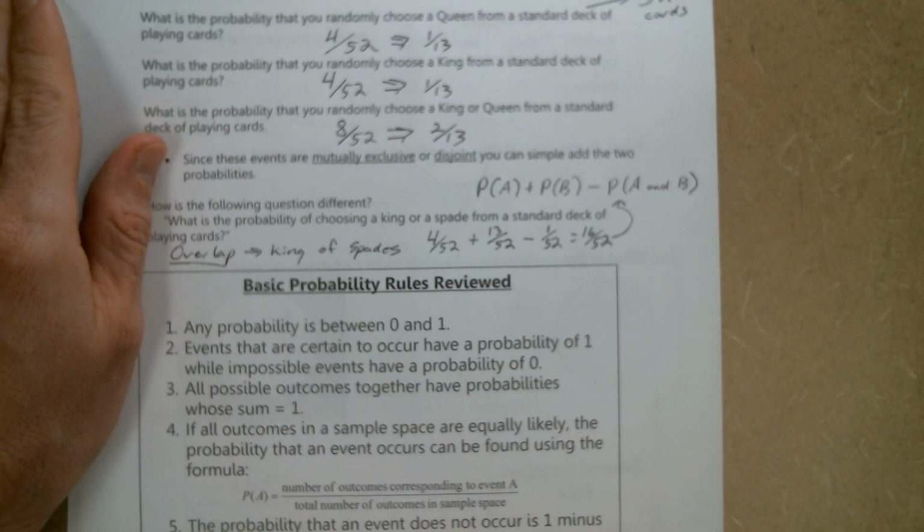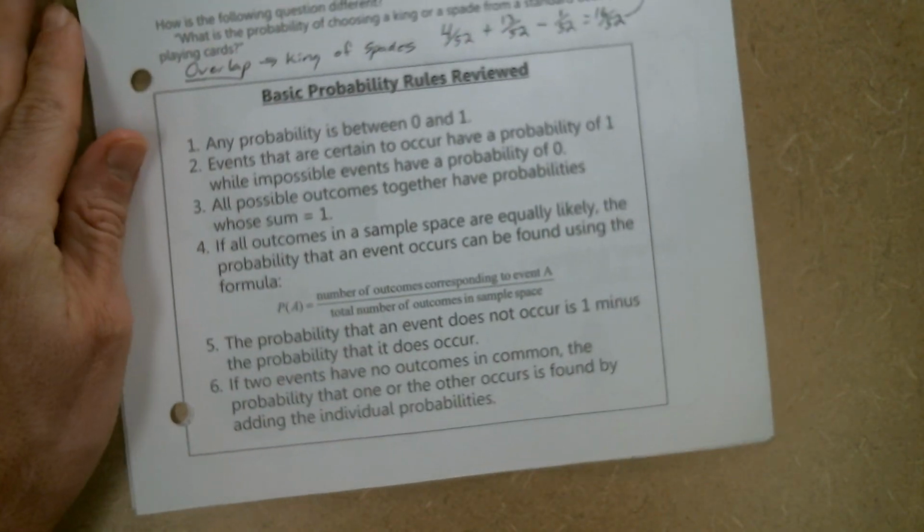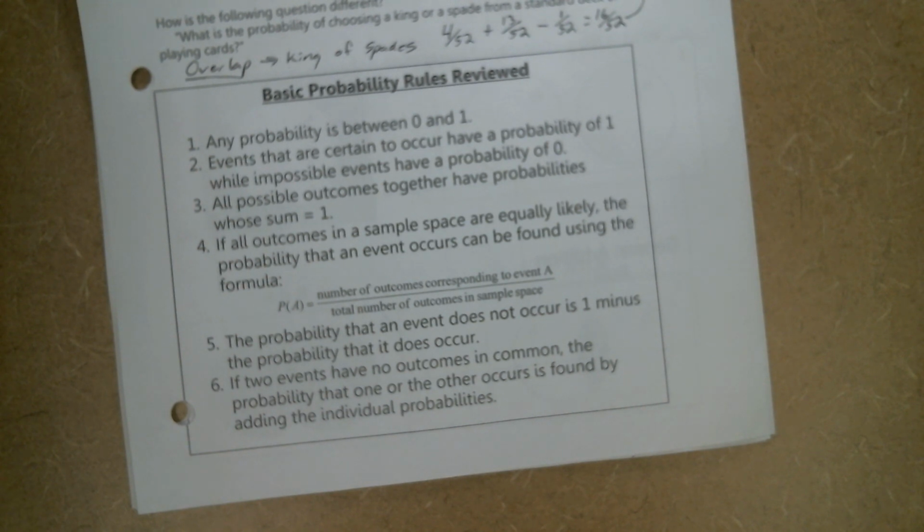So let's talk about some basic probability rules. Any probability is between 0 and 1. If you ever tell me that a probability is above 1 or below 0, I can tell you that you've gotten the question wrong. Events that are certain to occur have a probability of 1, while impossible events have a probability of 0. Right? So the probability of a correct answer being above 1 is 0. The probability of your answer being wrong, if it's above 1 or below 0, is 1. All right, so events that are certain to occur are 1, impossible events are 0.